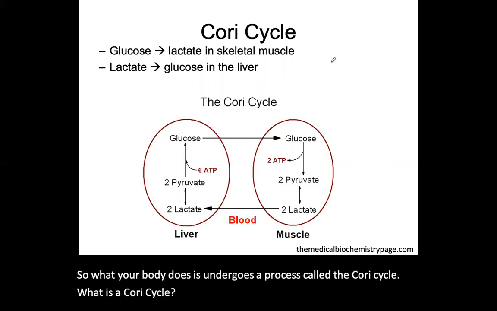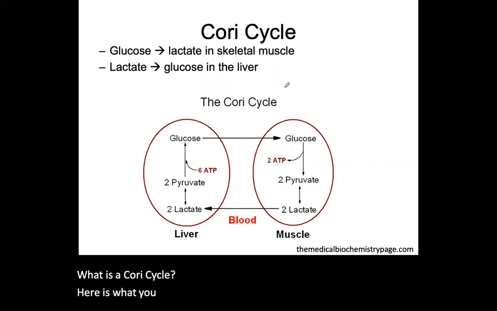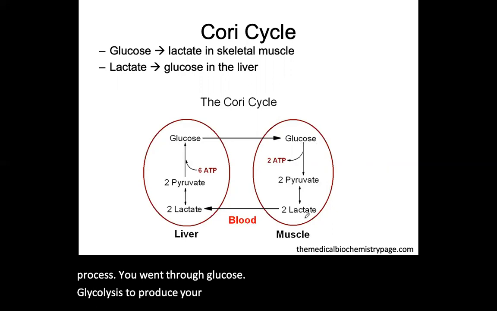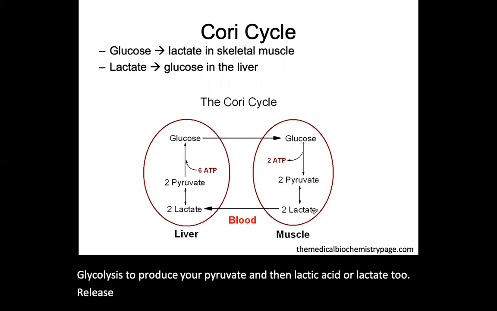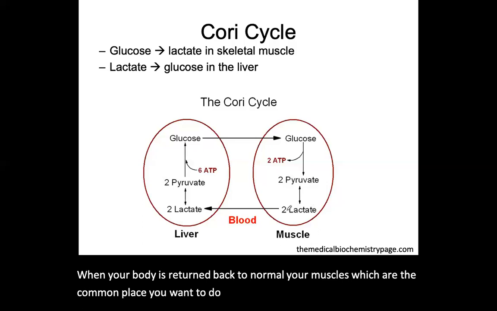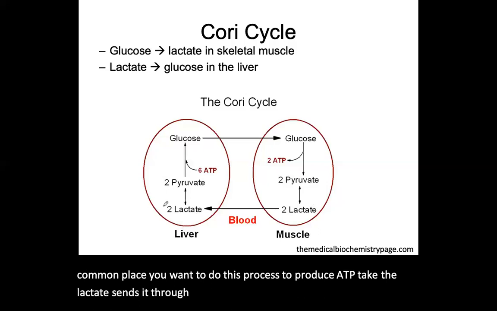So here is what you have done when you had limited oxygen. Anaerobic process, you went through glucose, glycolysis to produce your pyruvate, and then lactic acid or lactate to release or recycle your NAD+. When your body is returned back to normal, your muscles, which are the common place you're going to do this process to produce ATP, take the lactate, sends it through the blood to your liver.